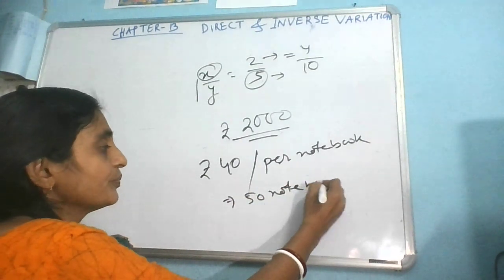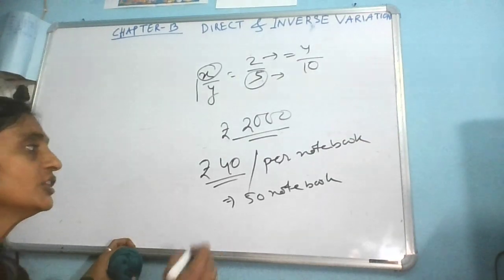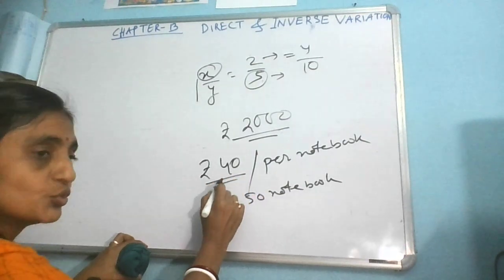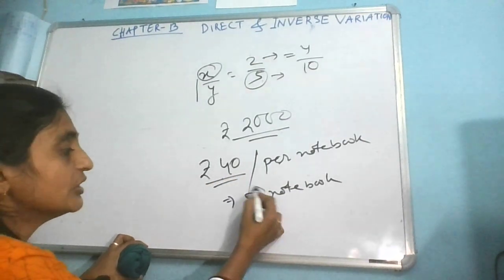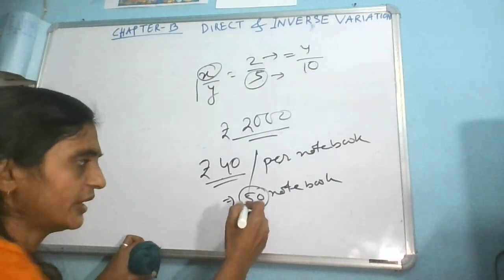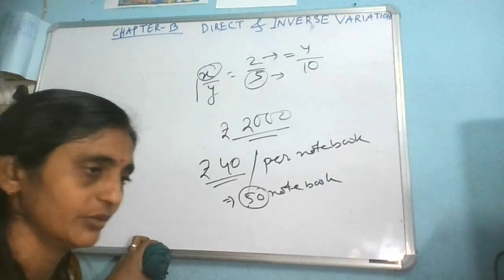Yes or no? If you are taking notebooks at 40 rupees each, how many notebooks will you get? If each notebook costs 40 rupees, then you will get 50 notebooks. But immediately you have seen some notebooks, and at that time you thought, okay, 50 notebooks will be enough for my one year of using.